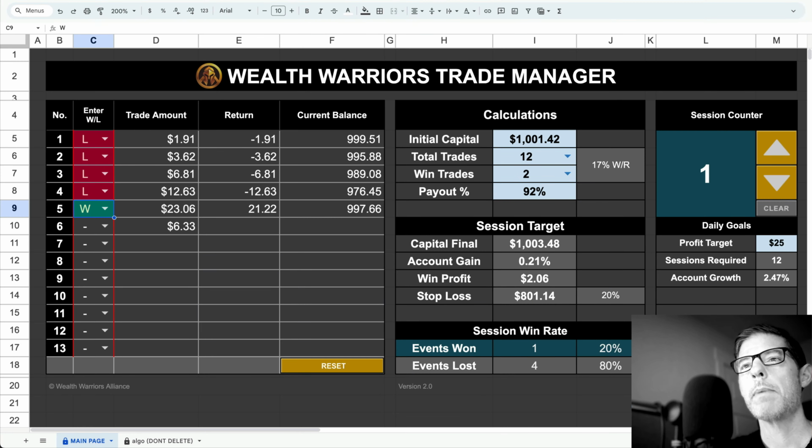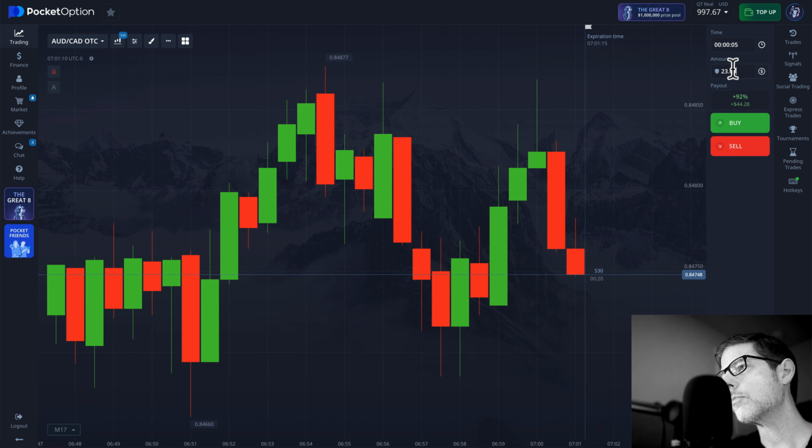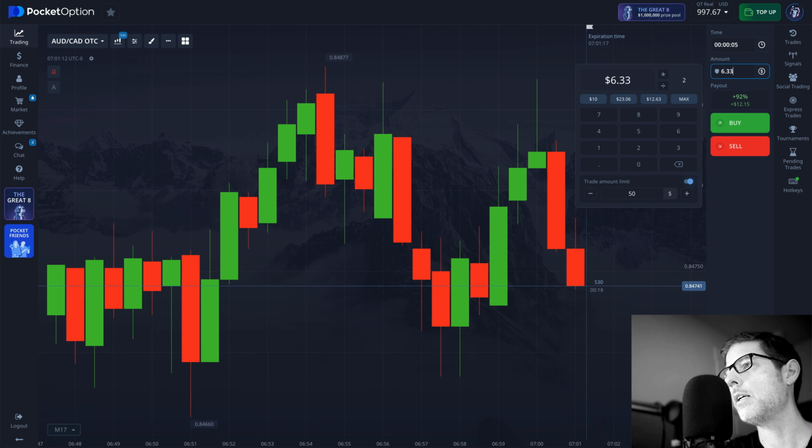And so let's make sure that we enter the next trade amount correctly. You can see the next trade amount is smaller now. Look at that, 633. It's even actually smaller than the third trade up here, or the fourth one. Yeah, so 633. And let's go ahead and put that in.